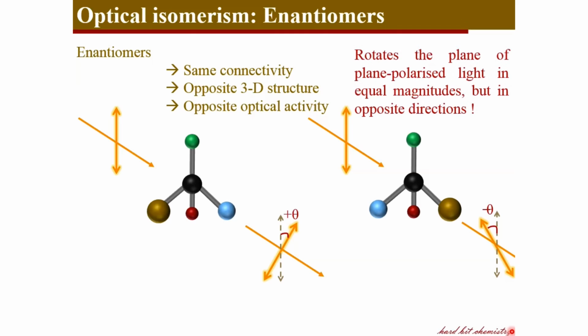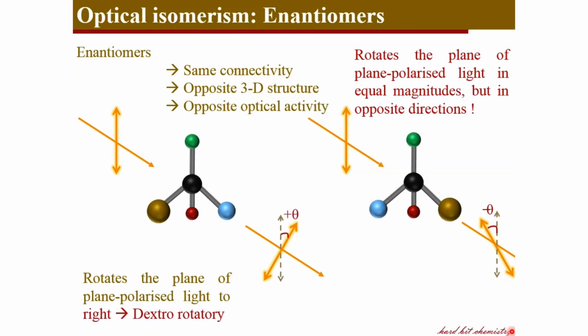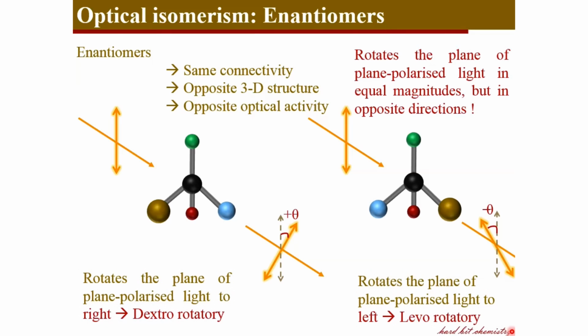So the enantiomers rotate the plane of plane polarized light in equal magnitudes but in opposite directions. And the one which rotates the plane of plane polarized light to right is called a dextro-rotatory isomer, whereas the other one which rotates the plane of plane polarized light to left is called levo-rotatory.